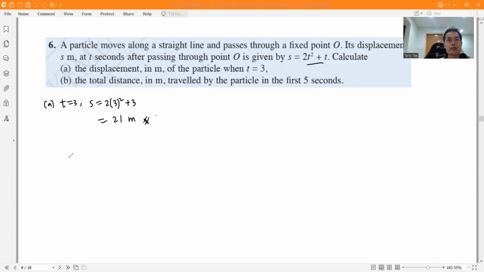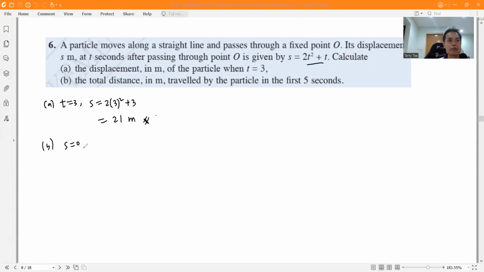Now, find the total distance traveled in the first 5 seconds. One thing you need to be sure of is that sometimes the particle may make a U-turn. If the particle makes a U-turn, then you need to consider the total distance traveled. You have to consider the time when it changes direction. Since this question is quite a simple graph, we can actually do a sketch. Just want to show you this.